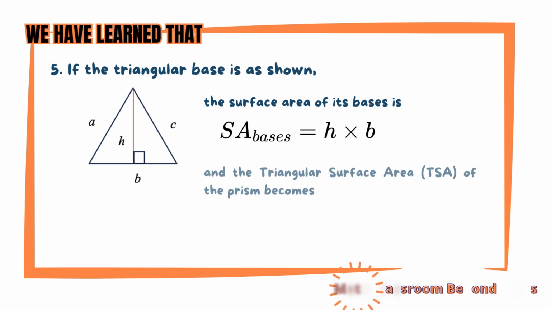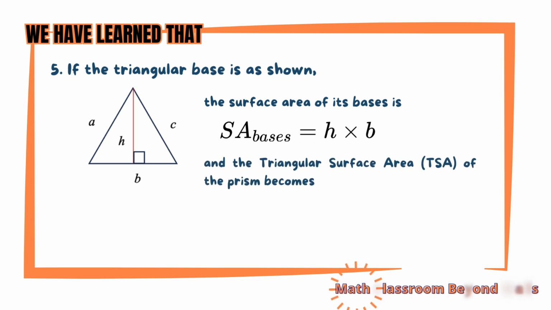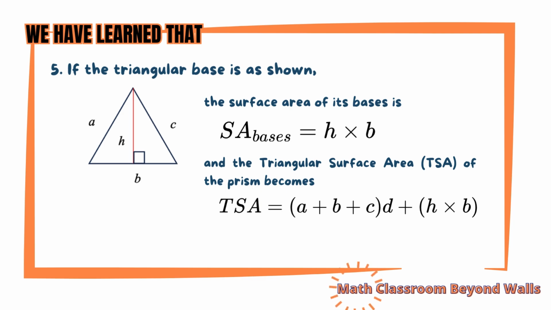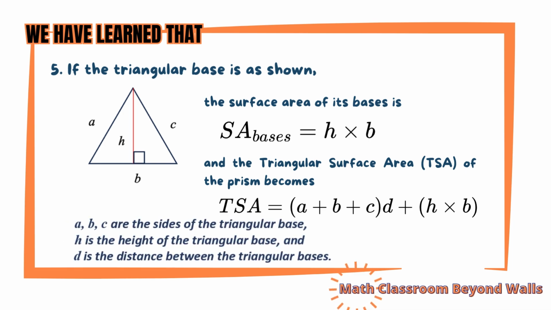Fifth, if the triangular base is as shown, the surface area of its base is H times B, and the total surface area of the triangular prism becomes the sum of A, B, and C times D plus H times B, where A, B, C are the sides of the triangular base, H is the height of the triangular base, and D is the distance between the triangular bases.